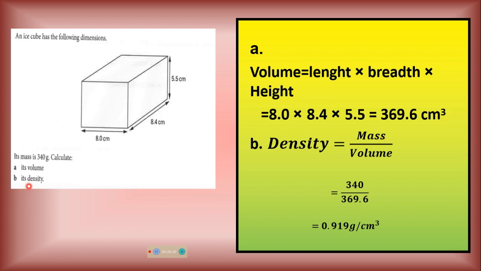Calculate its density. Mass is given in grams. So density is equal to mass divided by volume. It is 0.919 gram per centimeter cube.